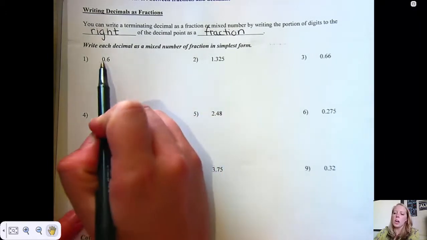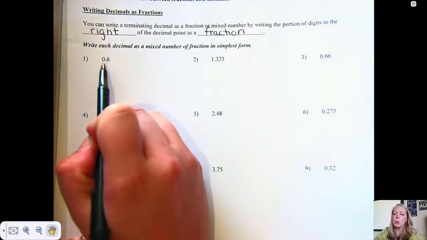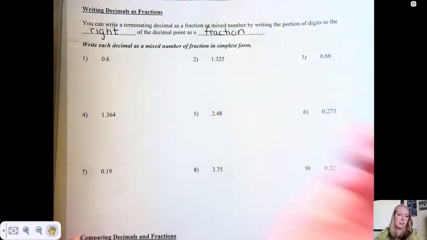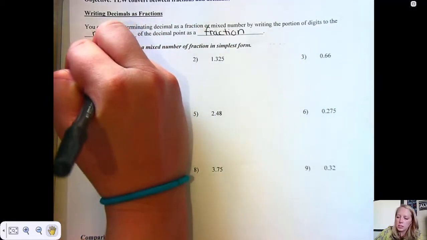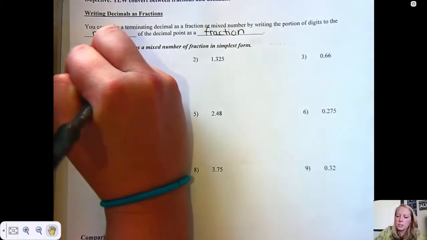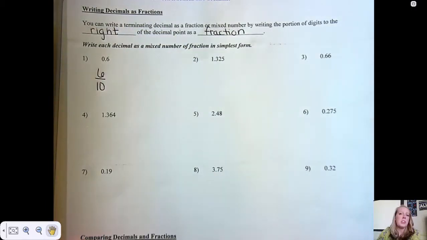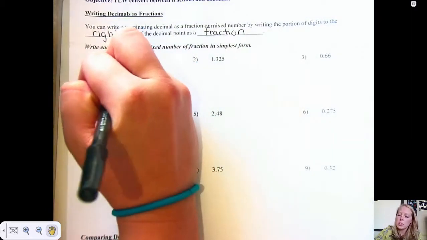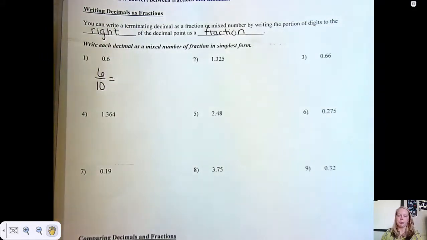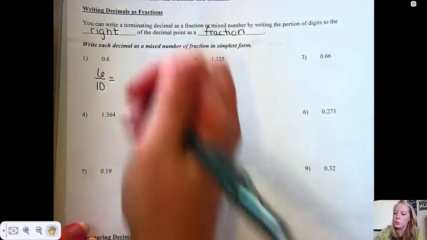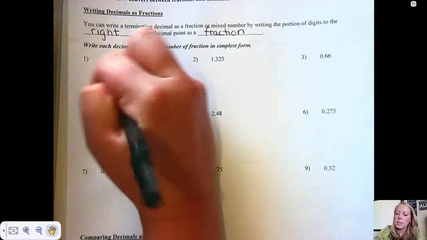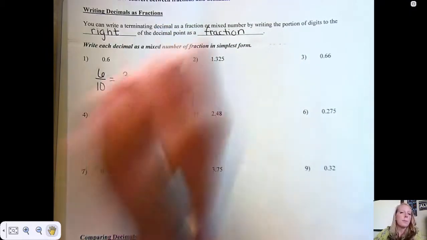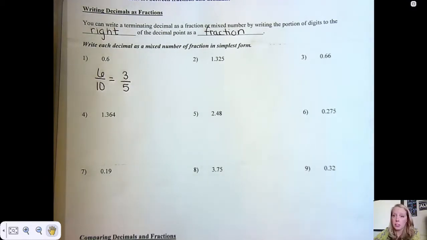Well, this one starts off as a 0.6. You would read this as 6/10. That's how you write it as a fraction. 6/10 would look like this, 6 over 10. And then you just reduce it. What goes into 6 and 10? Well, I just told you it's 2. 6 divided by 2 is 3. 10 divided by 2 is 5. What goes into 3 and 5? Nothing. So this is your answer for number 1.